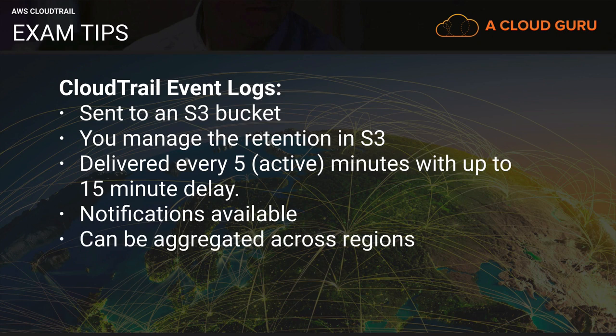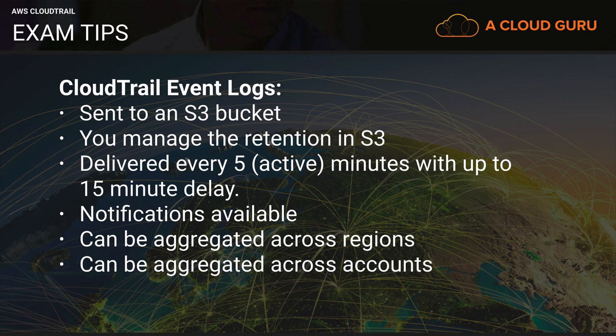You get notifications that are available, so you can have it notify your phone or your email using SNS, and then you can also aggregate your data across regions. You can also aggregate it across accounts, so you can set up a dedicated AWS account that is literally your CloudTrail logs, and only you have access to that AWS account. Nobody else has access to it, and then it's basically just a black hole of log data.